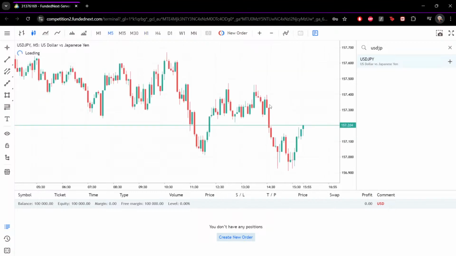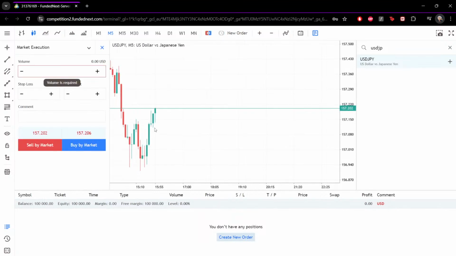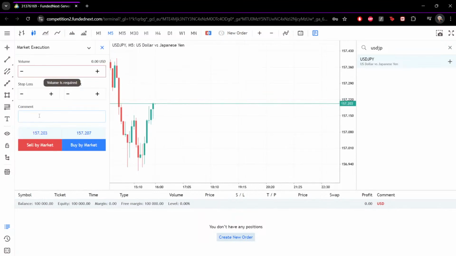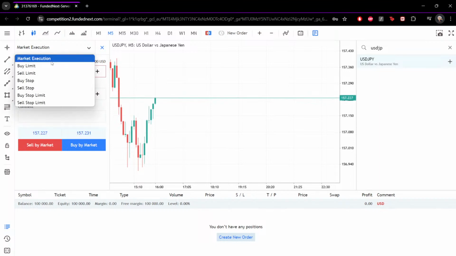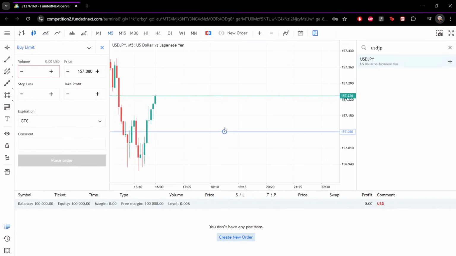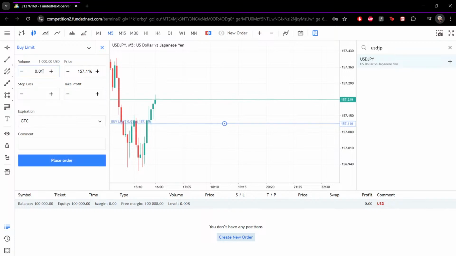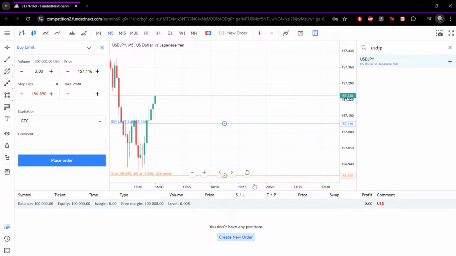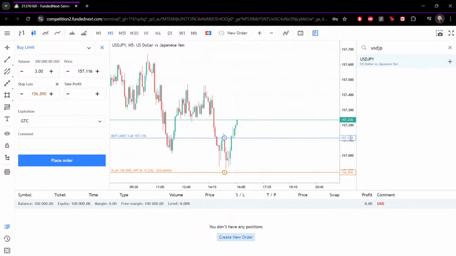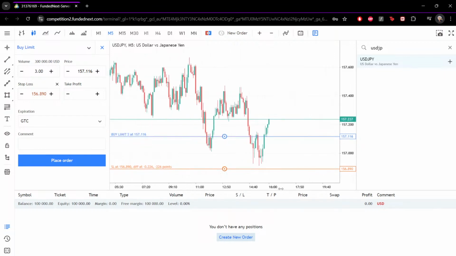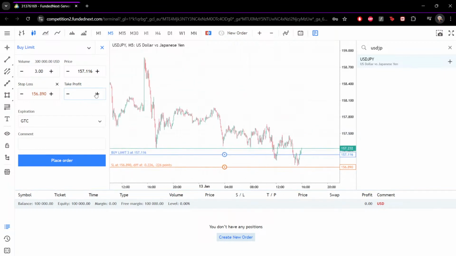5 minutes? Oh my god, the lag. Create new order, so let's see. Buy limit, volume 3 lots. We got into max, because I think this is the max. Stop loss, maybe here. Where is the take profit gonna be? Oh, here is the take profit. Easy money.